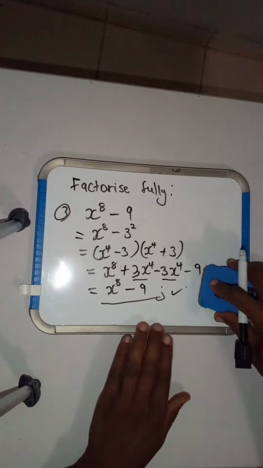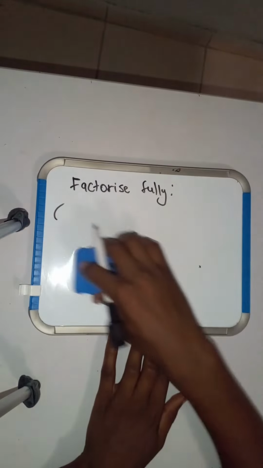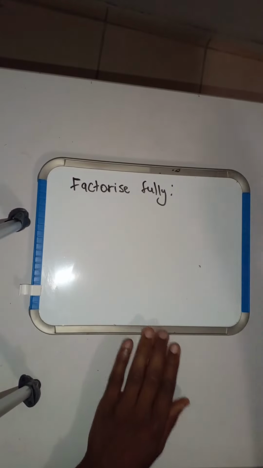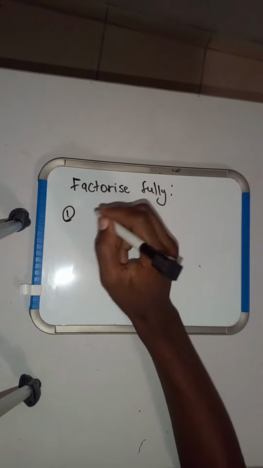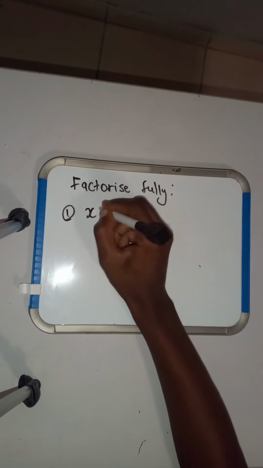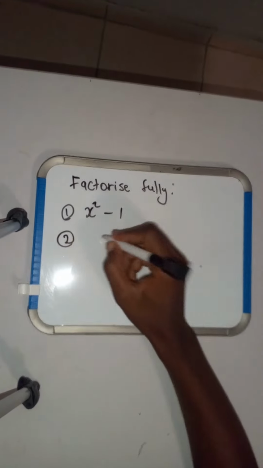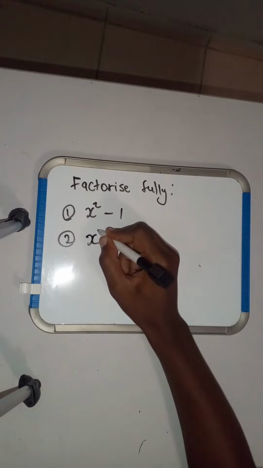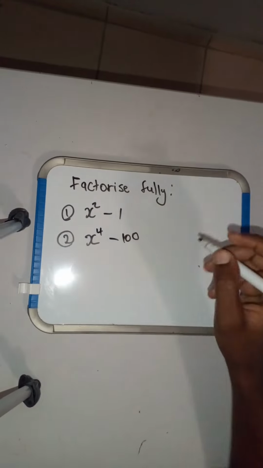Okay, please do the following. I'm going to give you this one. Please factorize the following. This is yours now. Factorize x squared minus 1. Then number 2, factorize x to the power 4 minus 100.